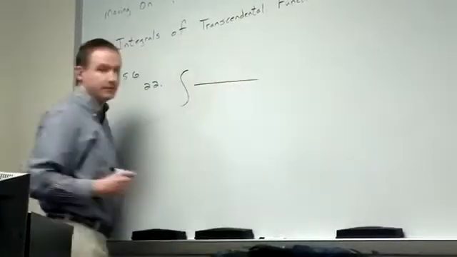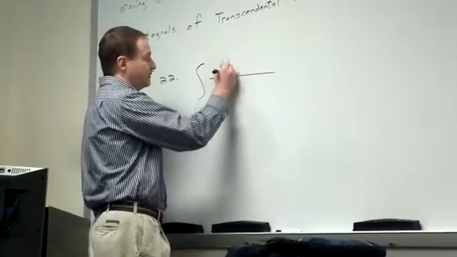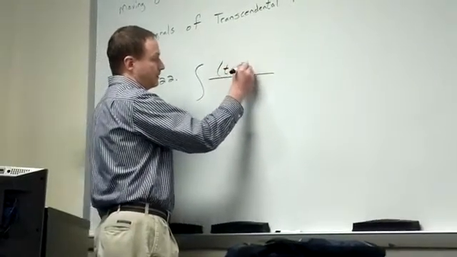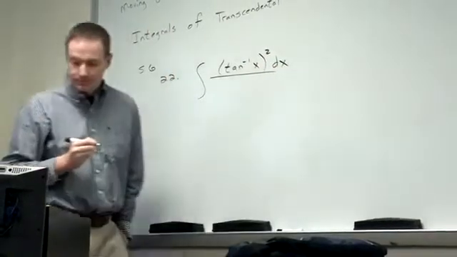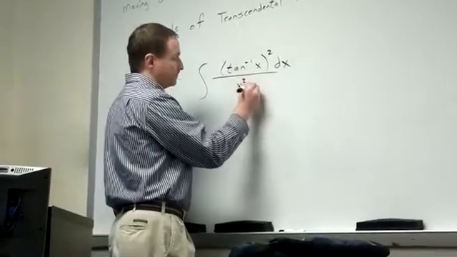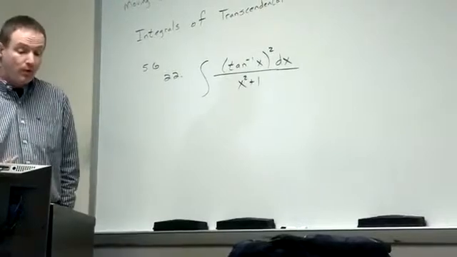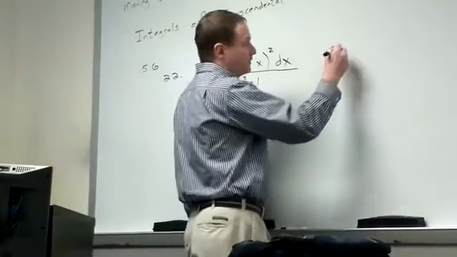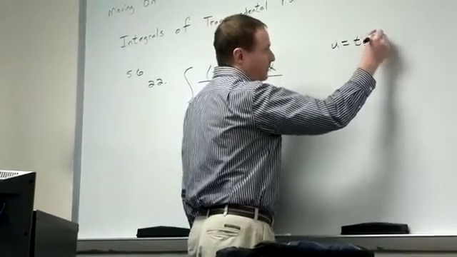The inverse tangent of x, quantity squared, with respect to x, and then that's over x squared plus 1. Okay, guys, now they told us that u is equal to inverse tangent of x. Hopefully you're saying, we don't need them to tell us that. We knew that in this problem.